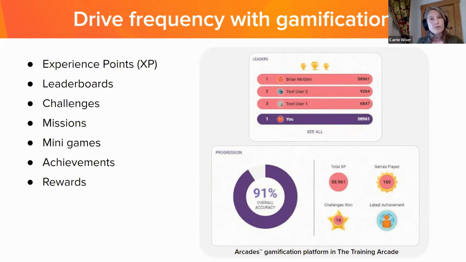And again, that's why those short templatized learning games are really great, because they don't take as much time to build. And whether you're doing that in the training arcade or any other tool, the more you can reuse them and maybe just alter the questions a bit, the more you can get people engaged and having a good time, and then repeating your content.